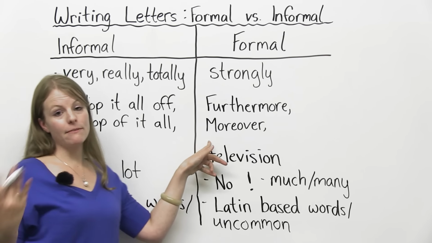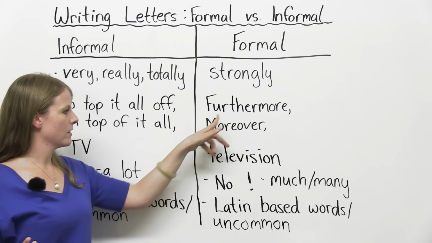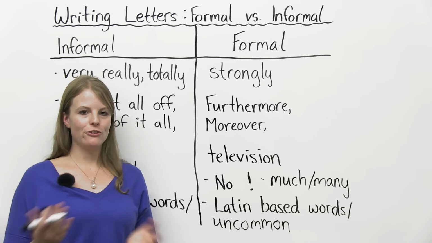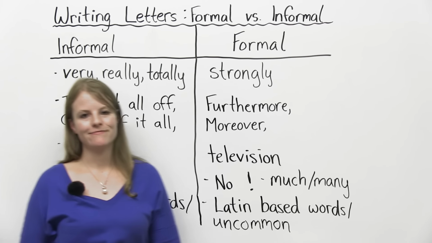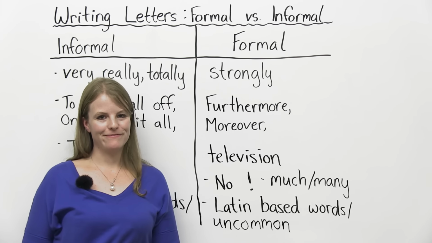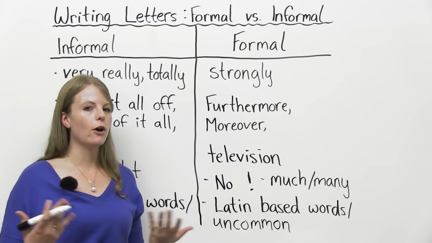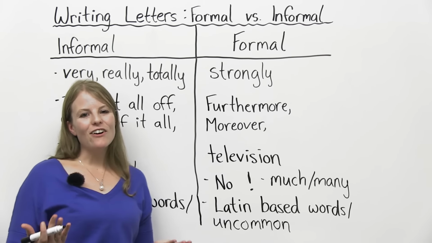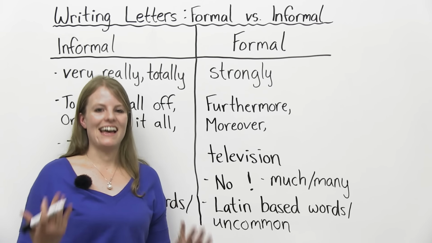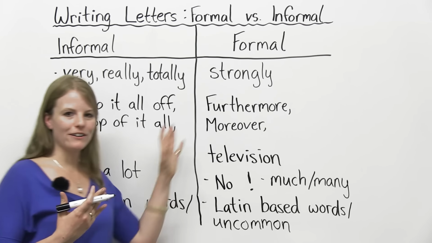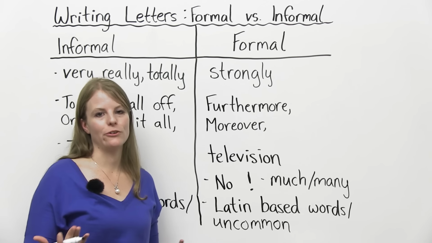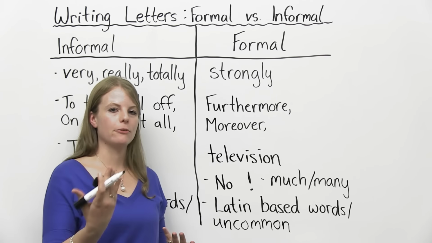Here we have some formal equivalents. Furthermore, she was rude to me. Furthermore, the actor was terrible. So it's the formal way of saying things. Moreover, and all of these are another way to say and. So don't let these words scare you. It's just another way to say also, and. You add another piece of information.